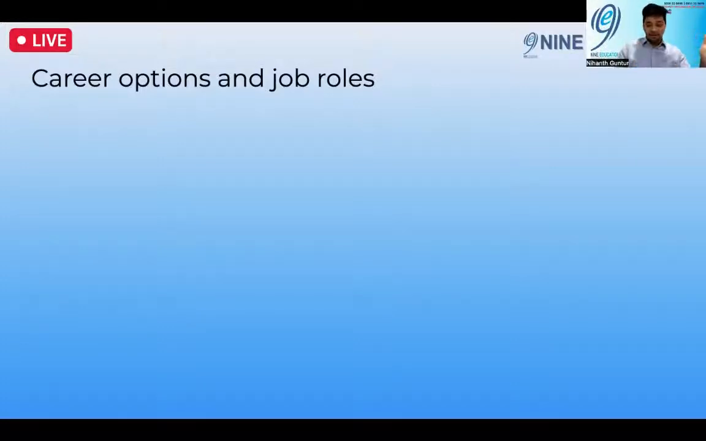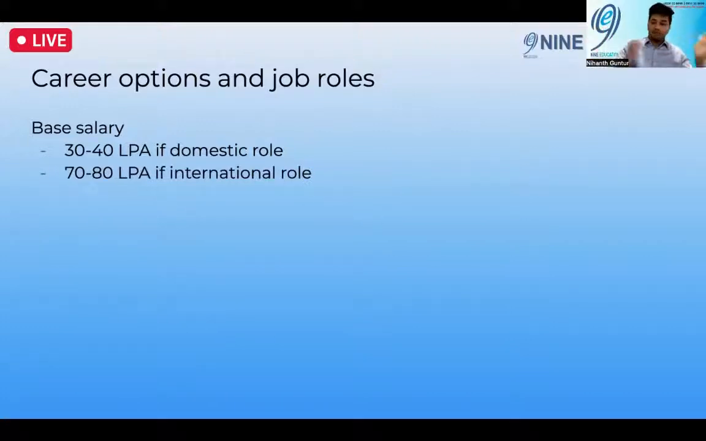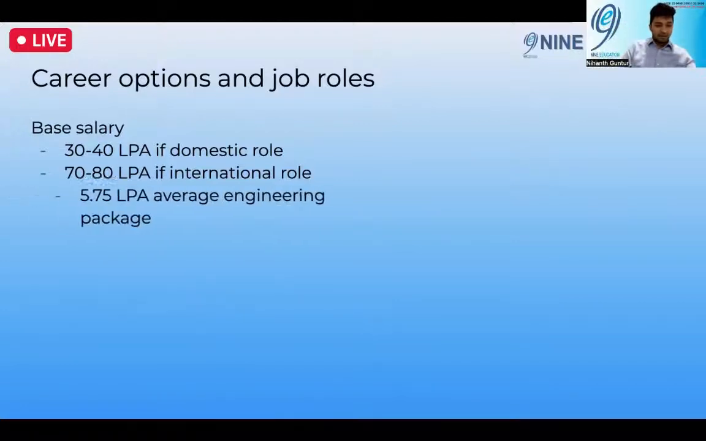An IIT graduate, let's take a look at the numbers. So the base salary of an IIT graduate from India, if he's doing a domestic role, which means in Tech Mahindra or in Reliance or any other Indian companies, TCS, they have an average domestic pay of 30 lakhs to 40 lakhs per annum for the same engineering course that they do. And if it's an international role, the package varies from 70 lakhs per annum to 80 lakhs per annum. If you're, say, getting into Facebook, Amazon, Oracle, any of these other big companies.